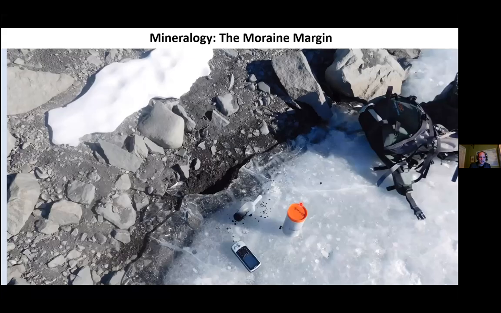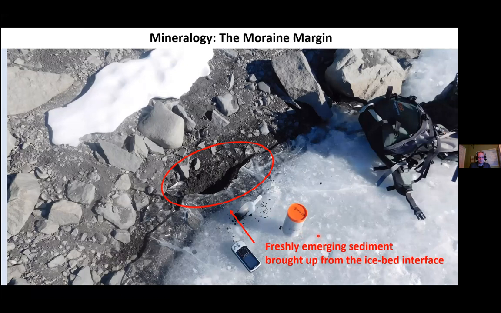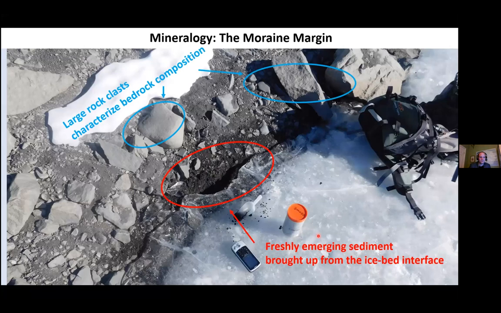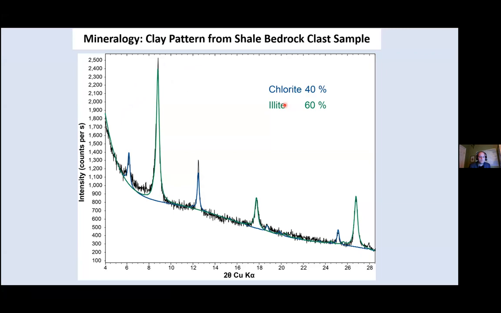And the sampling method is really quite simple. All you need is a bucket and a shovel, ideally a chemically inert one. You shovel it in, that's your freshly emerging sediment brought up from the ice bed interface. But you want to know how chemically altered it is. There you go, there are large cobble clasts. They might have been slightly altered, but they're not nearly as altered as the fine grained sediment. So you can compare the two of these and get a good idea of how much chemical weathering has gone on.